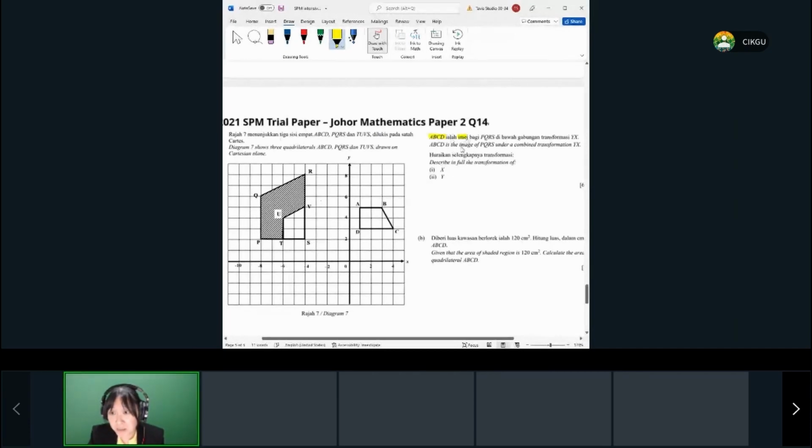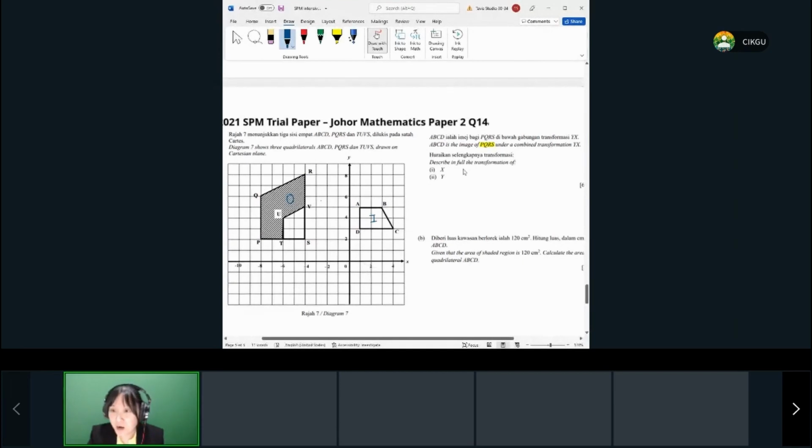ABCD is an image. Oh my God, why did I highlight Malay? ABCD is an image of PQRS. See, PQRS is a bigger shape. ABCD became smaller. Okay, so enlargement also involved just that. We need to change something really in a scale factor. Okay, so let me label nicely. This one is my object. This one is my image.